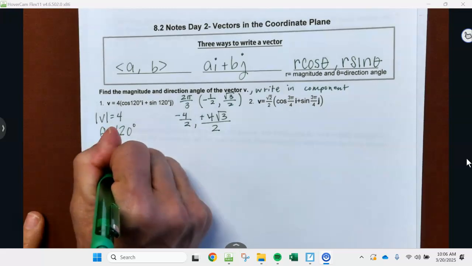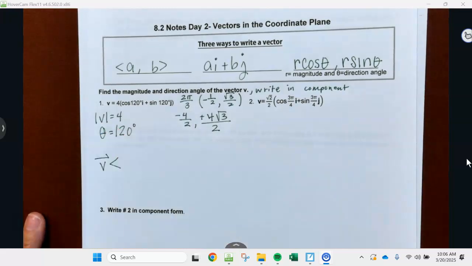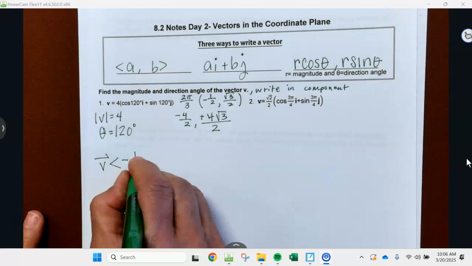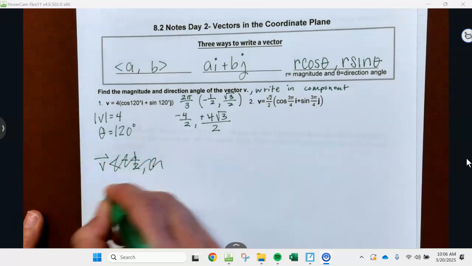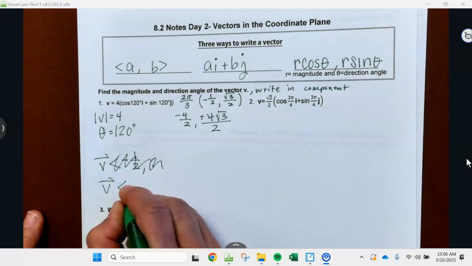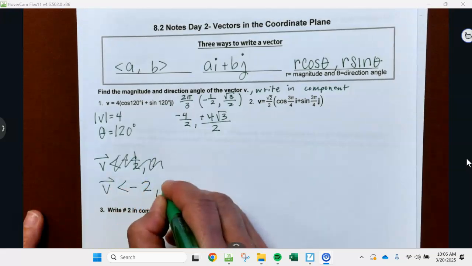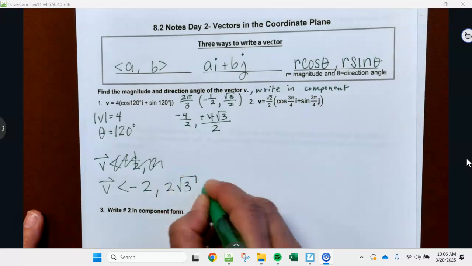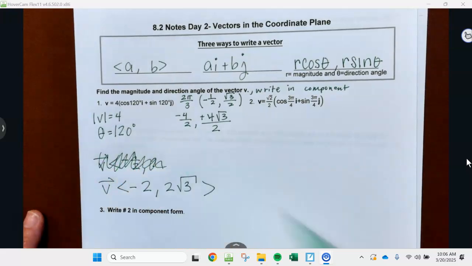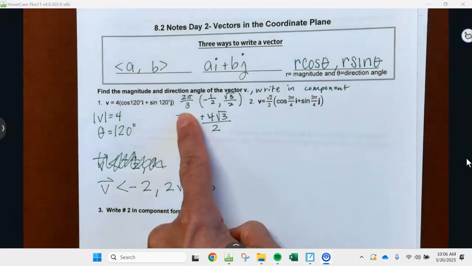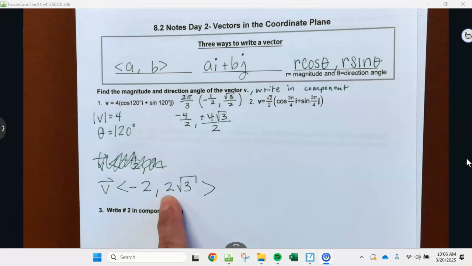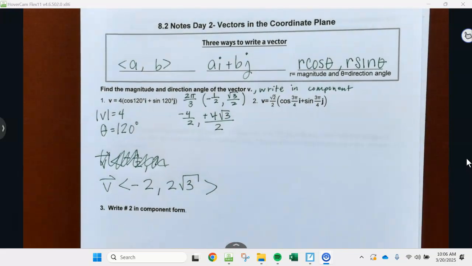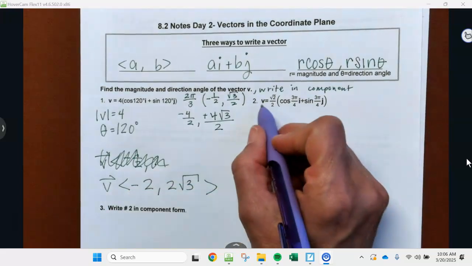So vector v in component form is going to turn into negative 1/2, that is so wrong. That is actually going to be negative 2, positive 2 root 3. Sorry, I've got to simplify my fractions, right? Negative 4 over 2 is negative 2. Positive 4 over 2 is 2 root 3. Let me do that again, guys. Sorry about all my mess ups here. All right, here we go.